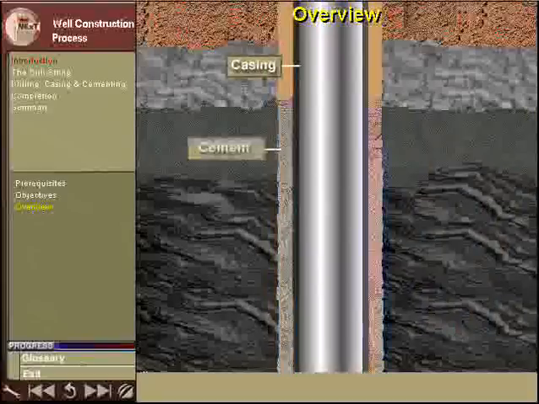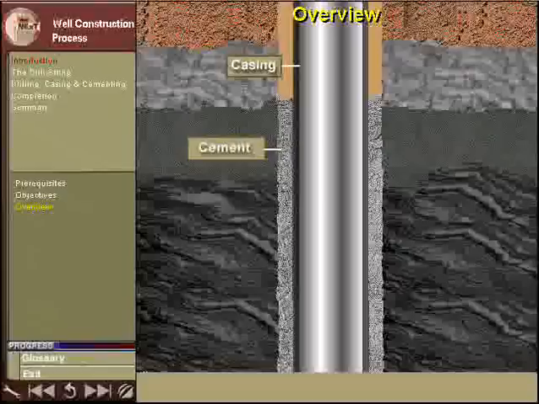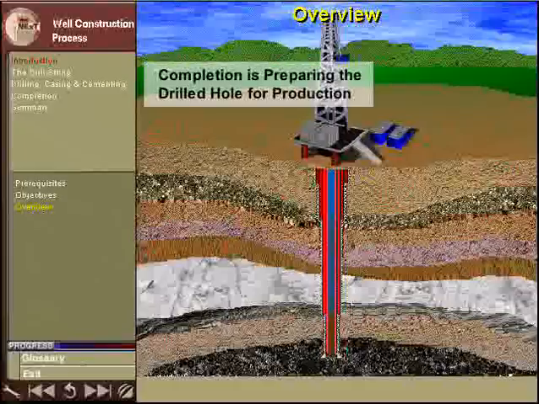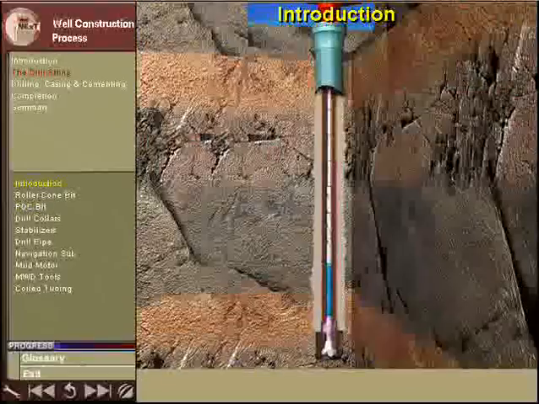The hole is drilled in stages, and at the end of every stage, casing is put into the hole and cemented into place. After the well has been drilled to final depth, and all of the casing has been cemented into place, the well is completed. Completion refers to the operations that must be performed in order to prepare the drilled hole for the production of oil and gas.